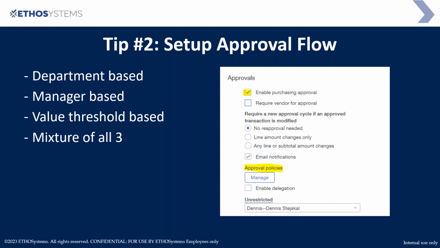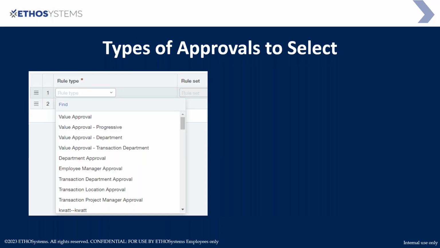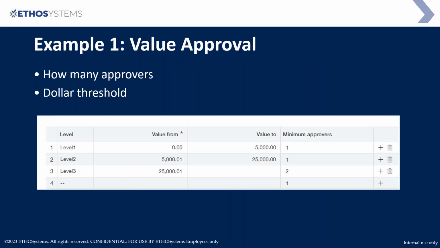Or you can have a mixture of all 3 or 2 of them. Again, it just depends on the flexibility. This shows us the flexibility of Intacct, but it also allows us to accommodate all the different types of approval flows that each customer, if you will, would like to set up. And this is just a screenshot showing the different types that we can select from on the purchasing side of things. And now I'll show you what one would look like.